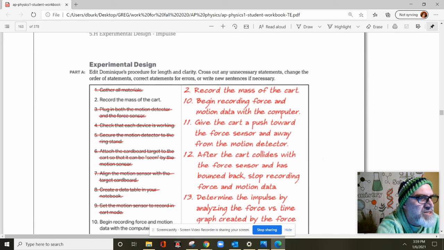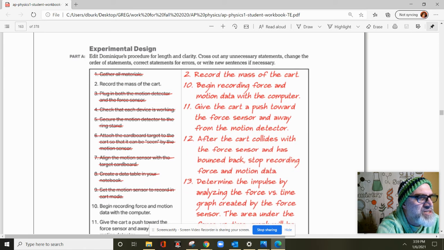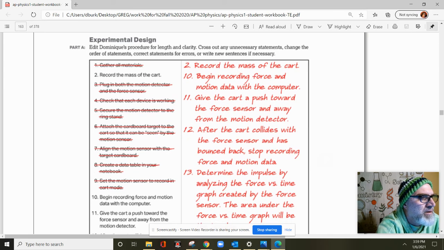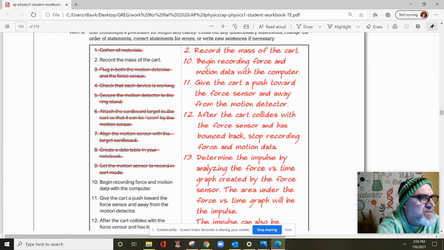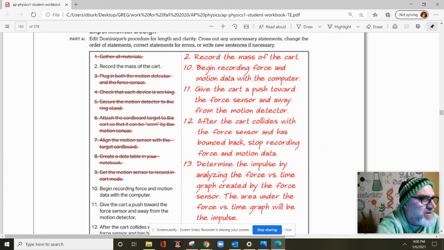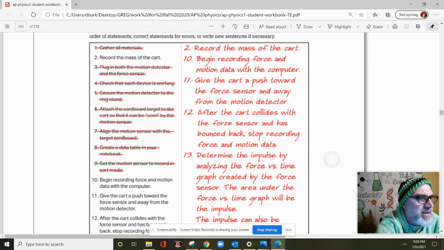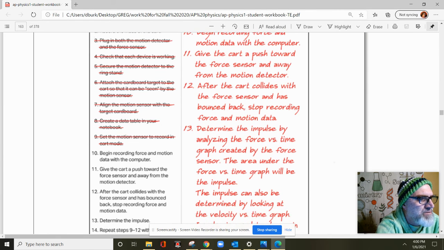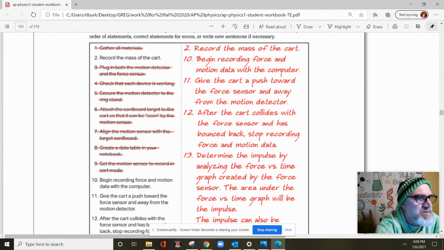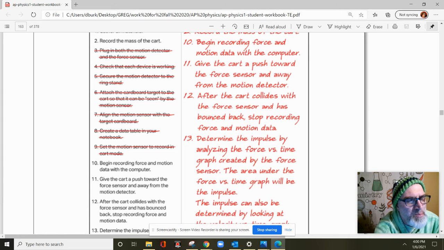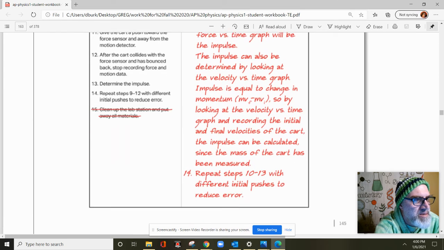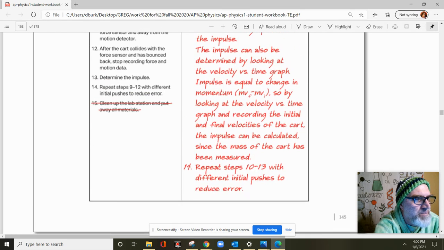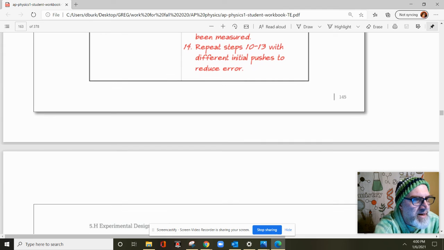And here's their procedure. Edit the procedure for length and clarity, and rewrite the new sentences if necessary. So basically, the people here have the procedure and they're cleaning it up. So I would really take the time to read through this. And this is starting to give you an idea. You should have practiced it and then look at yours and look at this one and see how you're doing, because you will definitely get a question on the AP exam, and on the final exams.